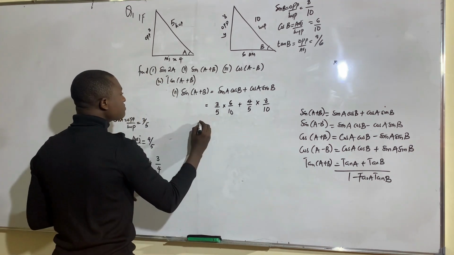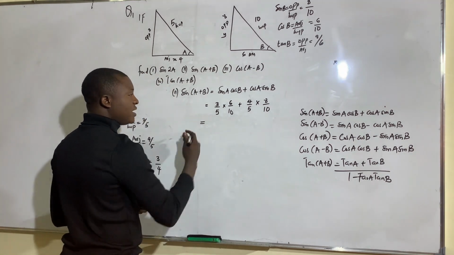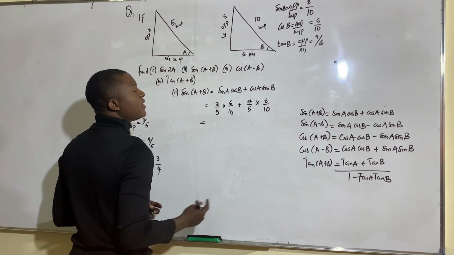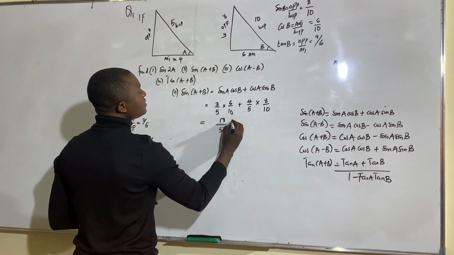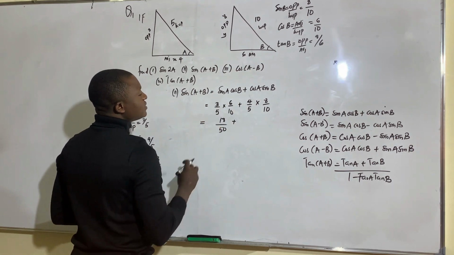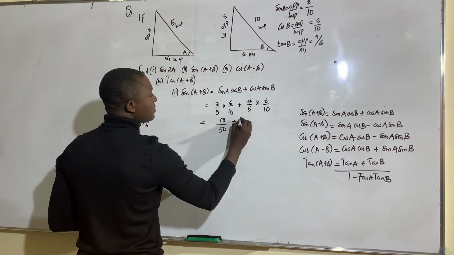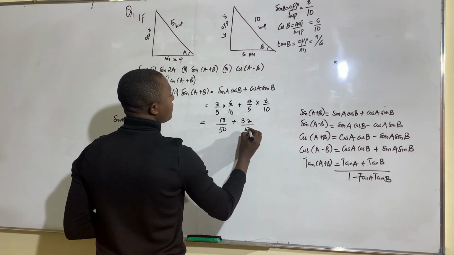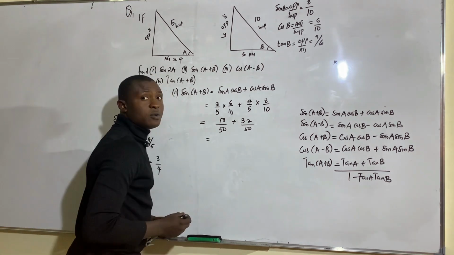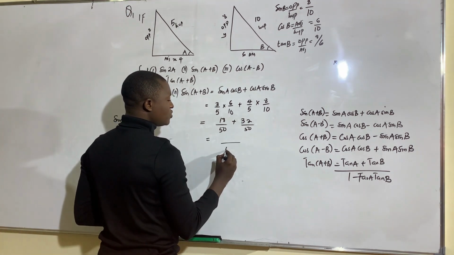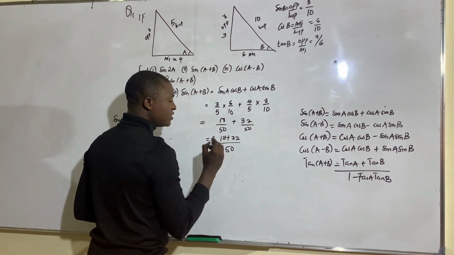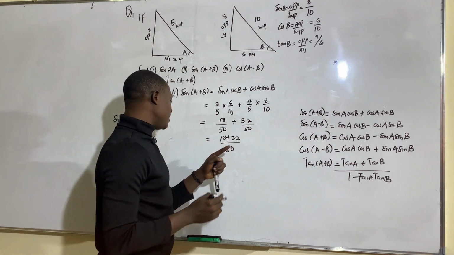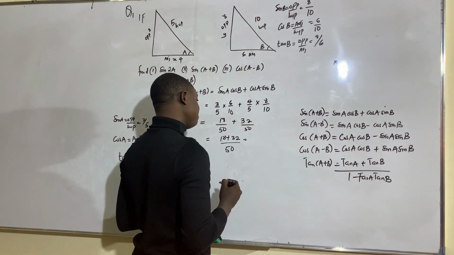Now, to make it easier, so that you can quickly find the LCM, you can say this one is 18 over 50, because 3 times 6 is 18, 5 times 10 is 50. The same thing applies to this, 32 over 50. So now, the LCM of 50 and 50, of course, is 50. That's going to be 18 plus 32, right? So 18 plus 32, what are we going to have there?